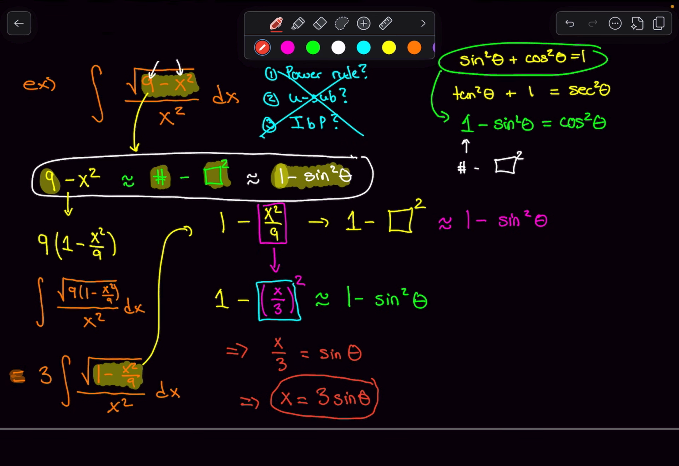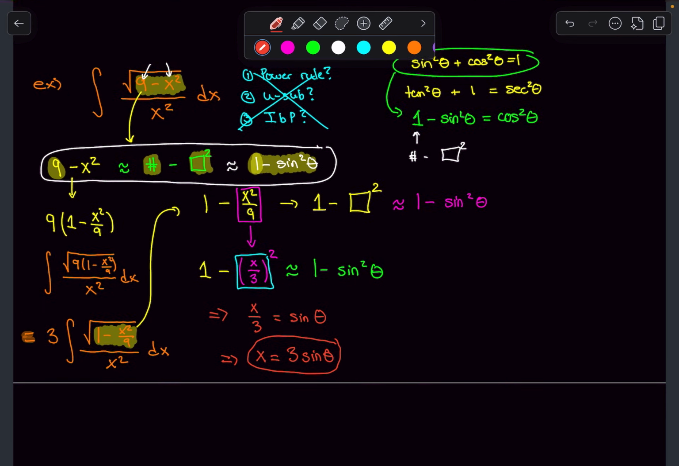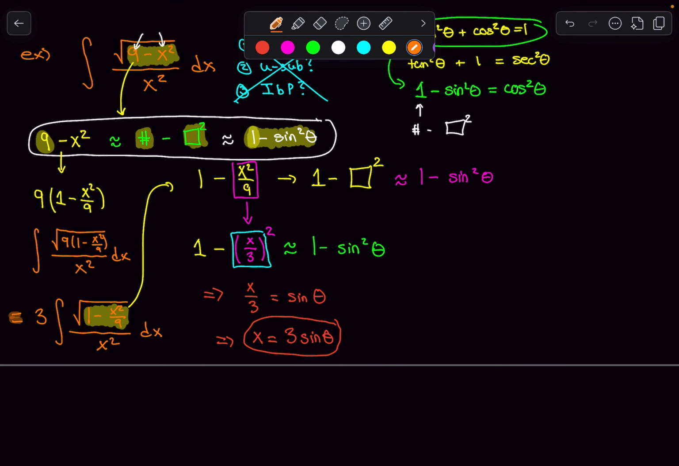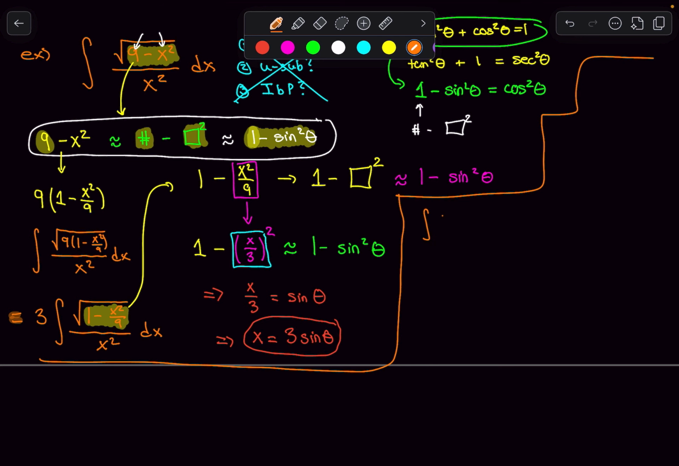The whole point of this was to come up with the proper substitution that is hopefully going to make our lives a lot easier. So let's zoom out a little bit and make some more room. What we have accomplished now is amazing. We now have the integral, the square root of 9 minus x squared over x squared dx.